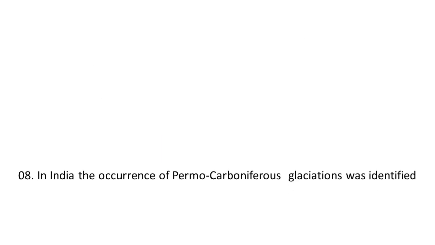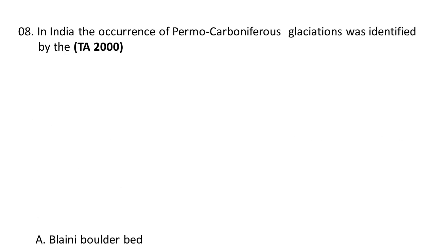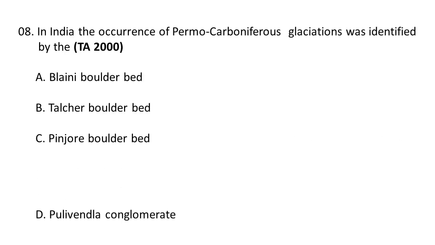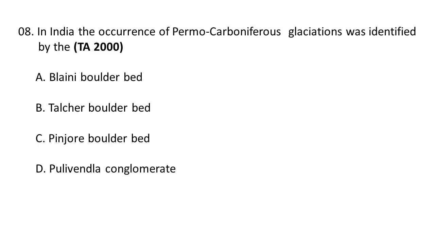Question. In India, the occurrence of Permo-Carboniferous glaciations was identified by the A. Blaney boulder bed, B. Talcher boulder bed, C. Pinjore boulder bed, and D. Pulivendla conglomerate. So the correct option is B.